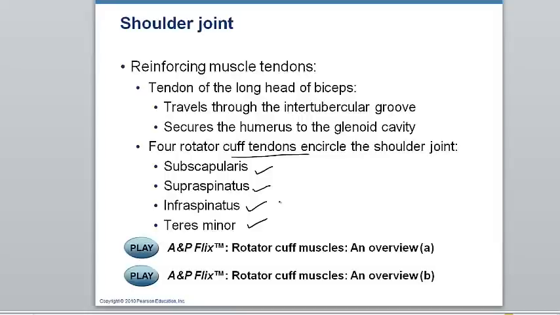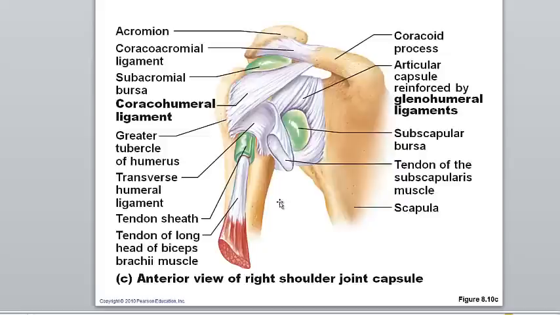When you talk about rotator cuff injury, you're talking about injuries to these tendons, either subscapularis, supraspinatus, infraspinatus, or teres minor tendons that are injured. So in the next picture, you can see how all these tendons reinforce the joint. The other type of ligament that you need to know is the articular capsule, or glenohumeral ligament, that encircles the whole thing along with the head of the humerus and the glenoid cavity.